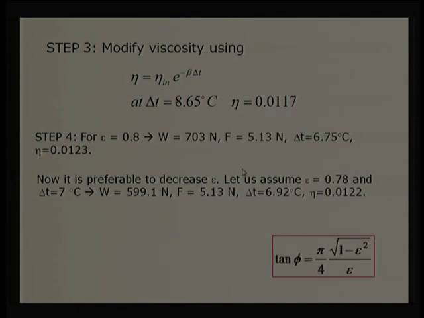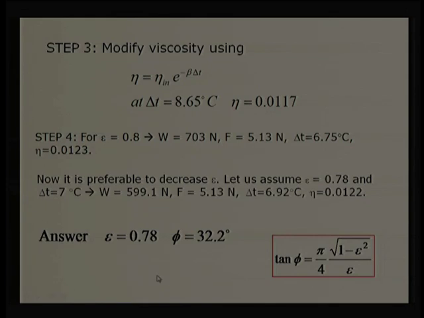Next comes how to find out attitude angle. We are following a short bearing approximation. We have calculated epsilon as 0.78, substitute this value, find out attitude angle, and attitude angle is turning out to be 32.2 degree. That is fine. So, eccentricity 0.78, attitude angle 32.2 degree.